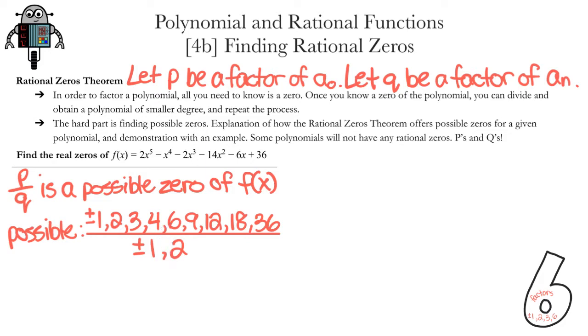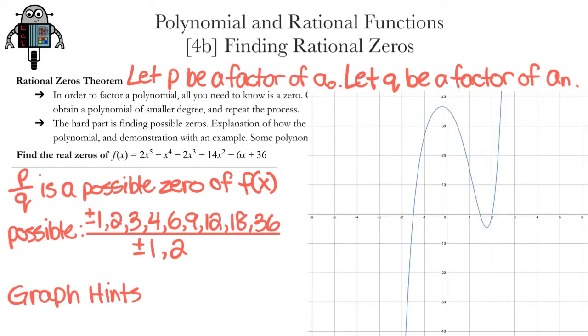6/2 is a possible zero, but that's 3, which is already taken care of by 3 divided by 1. 9/2 is a possible zero, 9 divided by 2. And I think that covers it. So those are all of the possible rational zeros of this function. There can also be irrational zeros and imaginary zeros. The next thing we'll do is graph this function and get a hint from it, because doing synthetic division with all of these zeros would take a lot of time and paper.